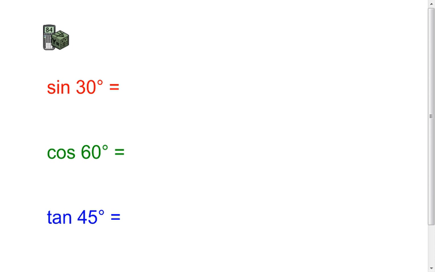Now comes a little calculator work. What you need to make sure of first is that your calculator is in degree mode. If your calculator is not in degree mode, this will not work. And if you need some help with your calculator, let me know. All I'm going to do is take my calculator and push all these numbers, the sine of 30, and show you the answer.